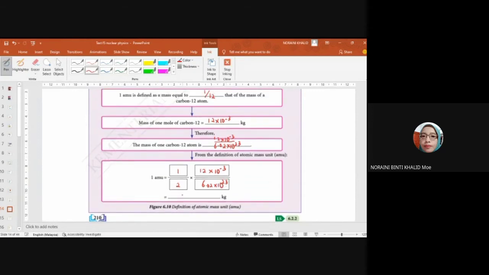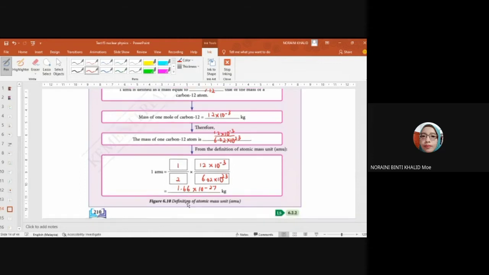That's 1.66 × 10^-27 kilogram. Okay, so 1 AMU equals 1.66 × 10^-27 kilogram. Okay, that's the definition of 1 AMU.